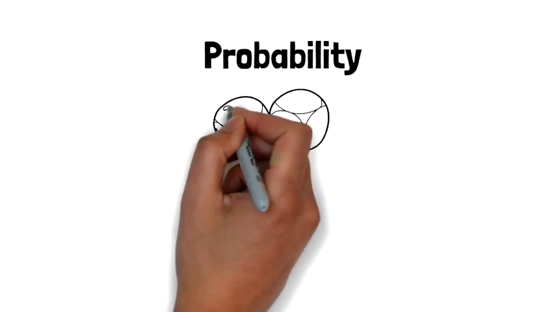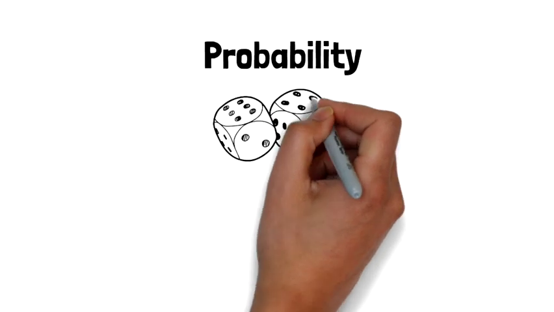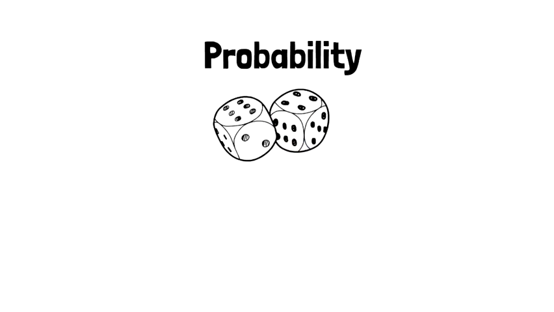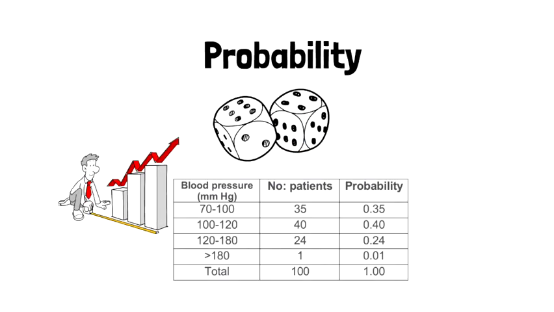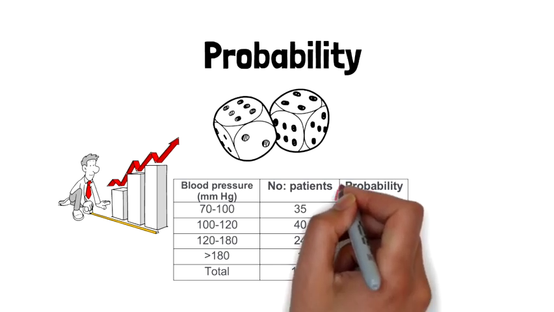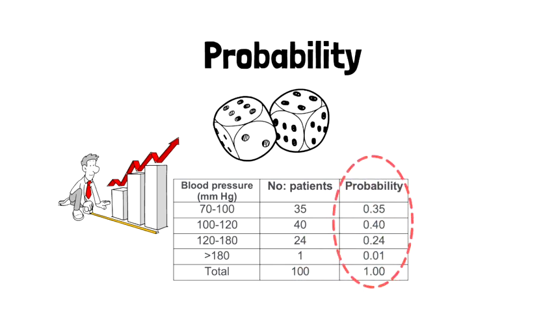The probability in statistics is the measure of the possibility or likelihood of an event or an outcome to happen. For example, the probabilities of different blood pressure readings are: blood pressure 70 to 100, which is considered low blood pressure, is 35%, 100 to 120 is 40%, 120 to 180 is 24%, and more than 180 is just 1%.